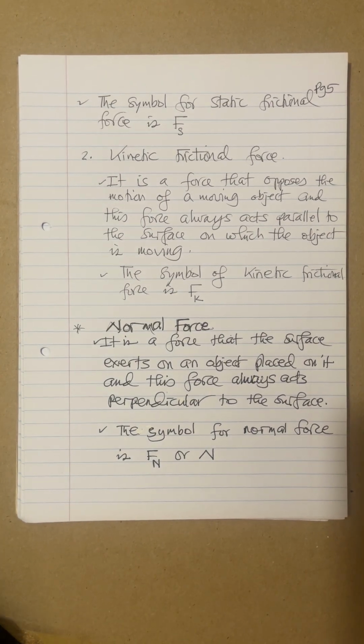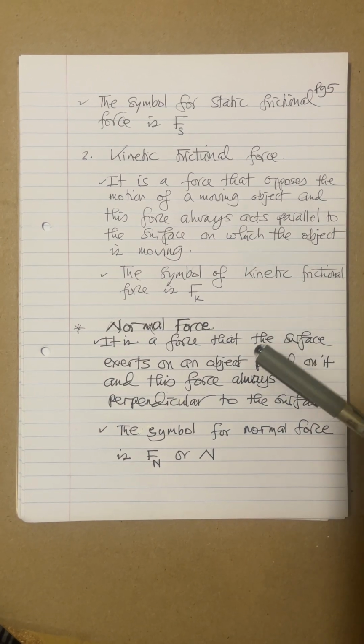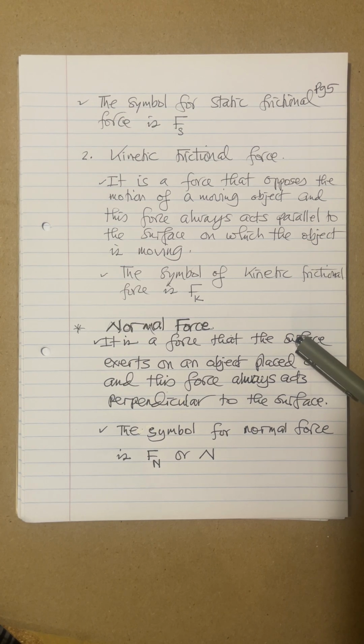And obviously normal force is also measured in newtons because it's a force. Remember the definition? It's a force that the surface exerts on an object placed on it. So if you put a box on a table, the force that the table exerts on the box is what we call the normal force, and that force must always be perpendicular to the surface of the table. Right.